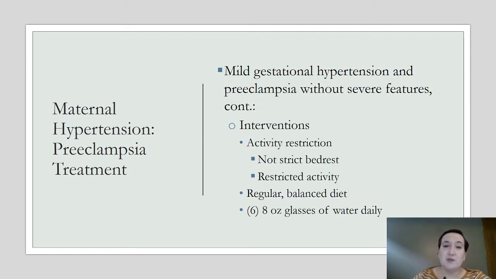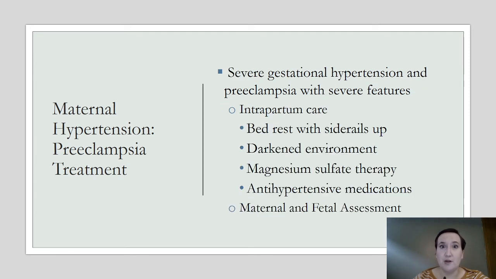We're going to encourage that they rest frequently. They are not on a strict bed rest. They are going to have a regular balanced diet, and we're going to encourage them to drink water like they should. Now, severe gestational hypertension, so that would be those blood pressures greater than 150 over 100.